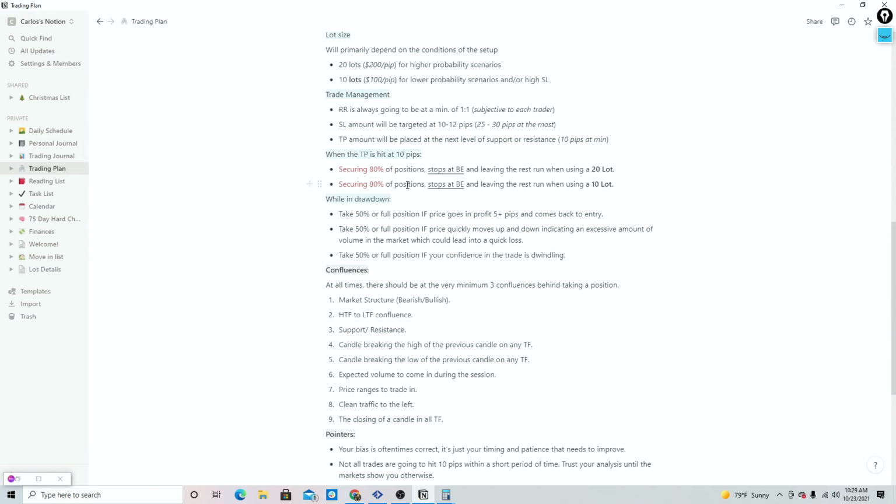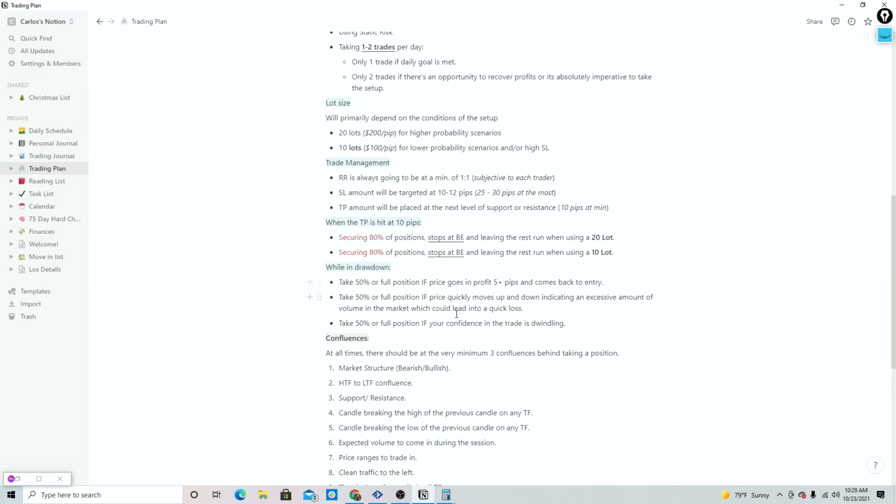And now we're going to go over drawdown. Let's see the conditions while we're in drawdown. So here I wrote a long time ago: take 50% or full position if price goes in profit 5+ pips and comes back to entry, right?